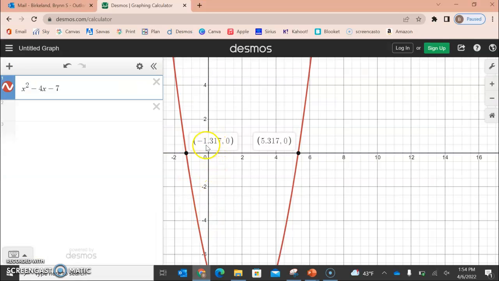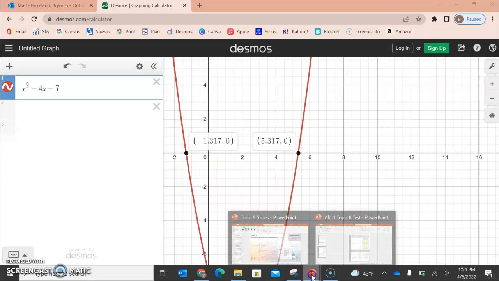If I go to Desmos, I typed in the quadratic when it was all on the left side, and I can verify that these x values are indeed where that quadratic is crossing the x-axis. We can always check with our graphs.